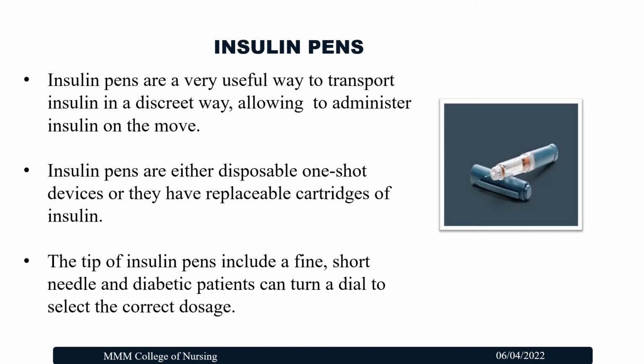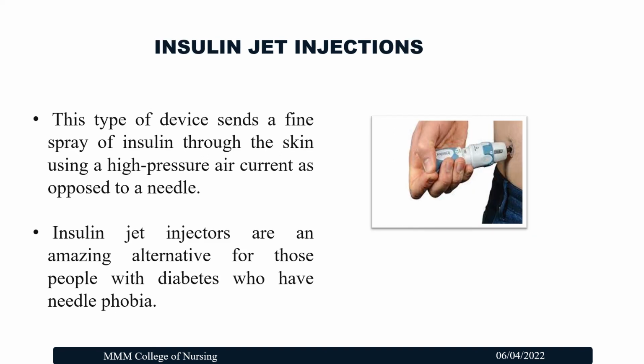Next is the insulin pen. Insulin pens are a very useful way to transport insulin in a discreet way, allowing you to administer insulin on the move. Insulin pens are either disposable, one-shot devices, or they have a replaceable cartridge of insulin. The tip of insulin pens includes a fine, short needle, and diabetic patients can turn a dial to select the correct dosage.